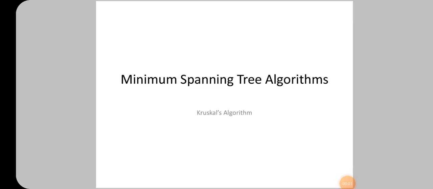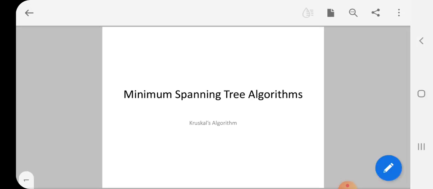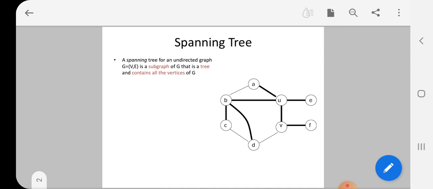Today we are going to discuss minimum spanning tree algorithms. There are two types of minimum spanning tree algorithms: one is Prim's algorithm and the second one is Kruskal's algorithm. Today we are going to discuss Kruskal's algorithm. Before that, what is a spanning tree?